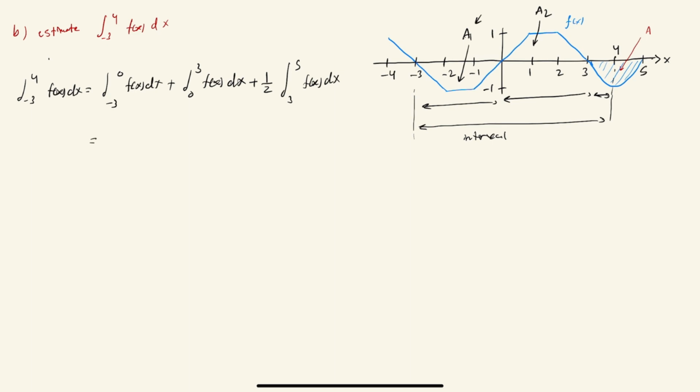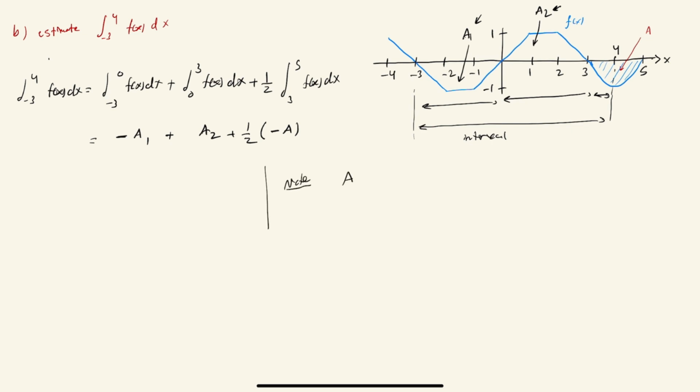Now, since A1 is below the x-axis, it's going to be -A for the first definite integral, and then since the second definite integral is above the x-axis, it's going to be positive A2, and then plus half, and then the area under the x-axis, therefore it's going to be -A.